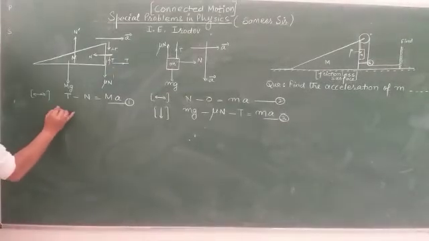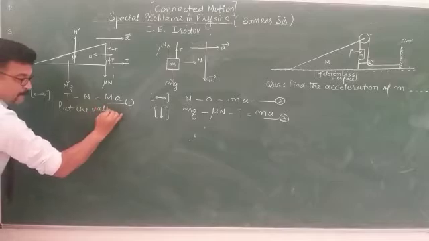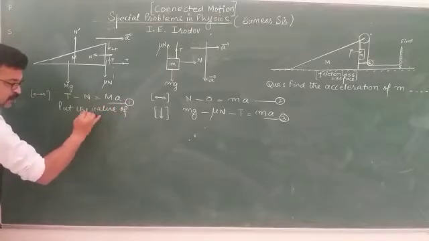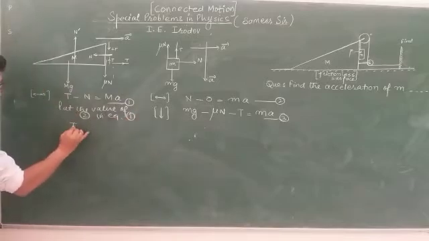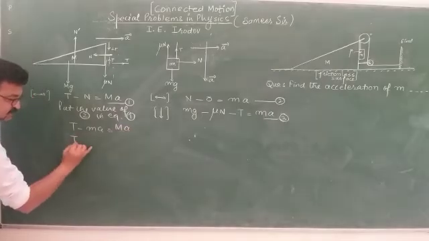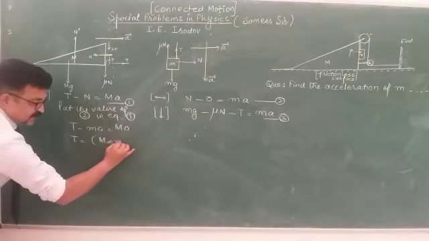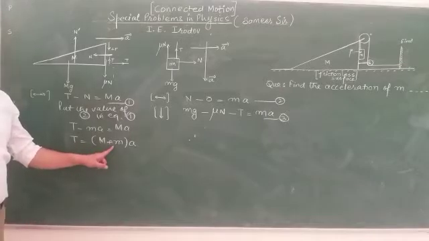Let us put the value of 2 in equation 1. What will you get? T minus mu N is equal to capital M A, and the T you get is M plus m into A. Now look at this equation. This equation is giving you the value of tension.